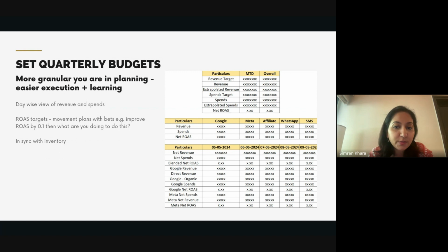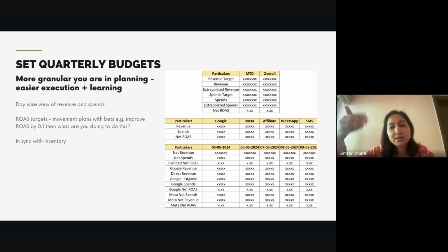So your tracking should be daily, but your planning should be quarterly, and it should be daily at a channel level. So for example, if you decide to spend money and let's say you want to do two WhatsApp blasts, right? When are you planning them? Why are you planning them on the days that you're planning them? Do they have better open rates then? What is the kind of offer that works on WhatsApp?